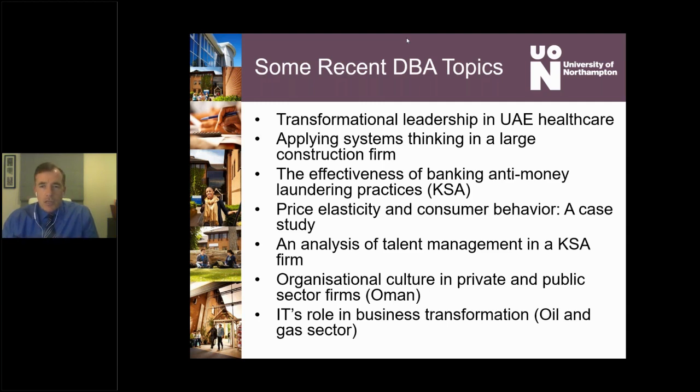And on this slide, let me just pick out some of the topics that people have done. Transformational leadership in a UAE healthcare setting, applying systems thinking in a large construction firm. There's one there about organizational culture, which is looking at the difference between private and public sector firms in Oman, talent management, all sorts of different things. So these topics are anything business and management.